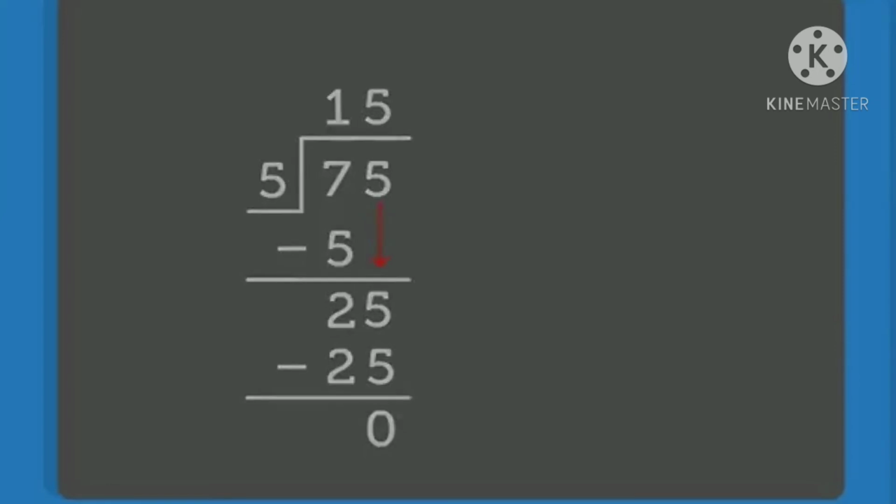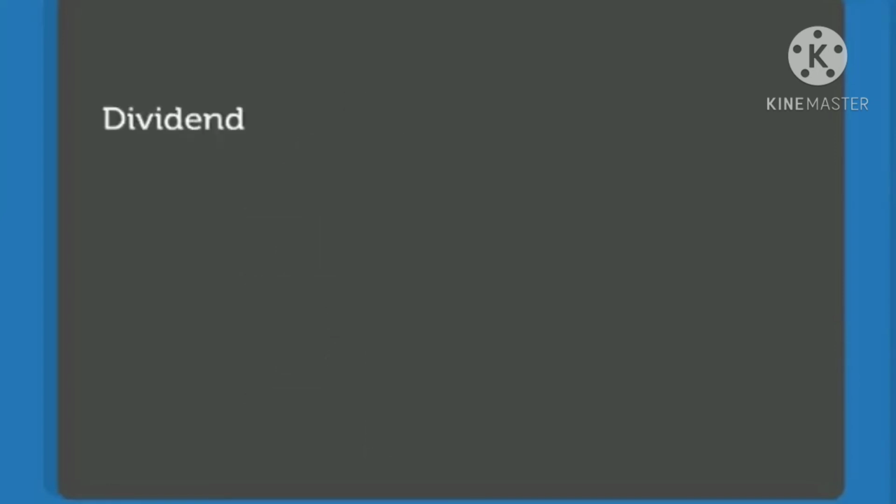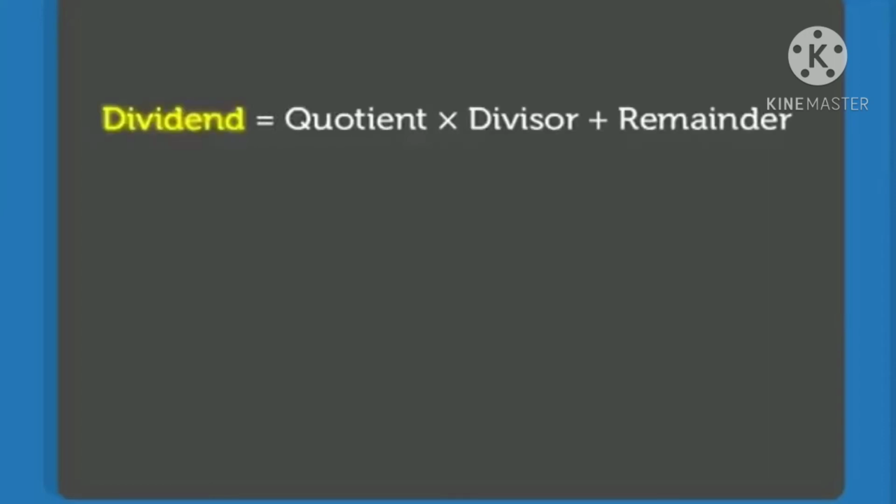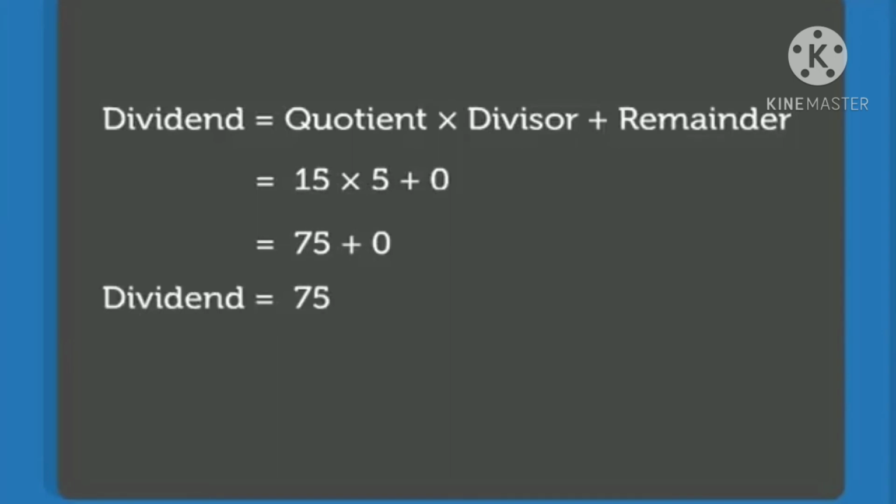It is time to check our calculation. Dividend is equal to quotient into divisor plus remainder. So, 15 into 5 plus 0 is equal to 75 plus 0, which is equal to 75, the dividend.